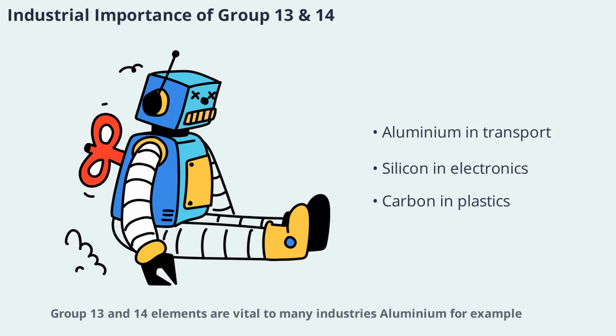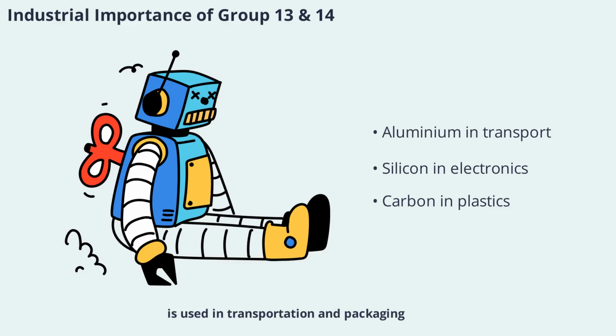Group 13 and 14 elements are vital to many industries. Aluminium, for example, is used in transportation and packaging, while silicon is the backbone of the electronics industry. Carbon's versatility underpins the plastics and pharmaceutical industries. These elements are essential for modern infrastructure, technology, and innovation, making them indispensable in our daily lives.